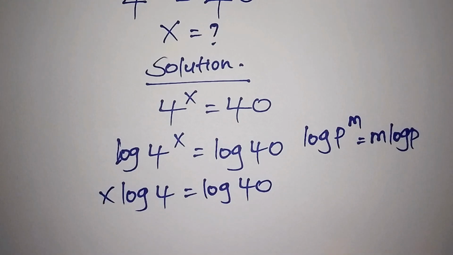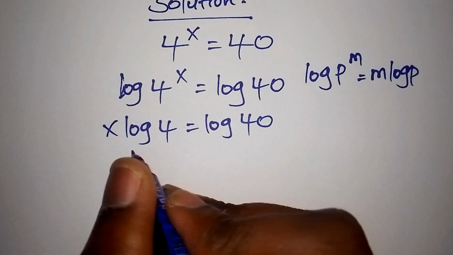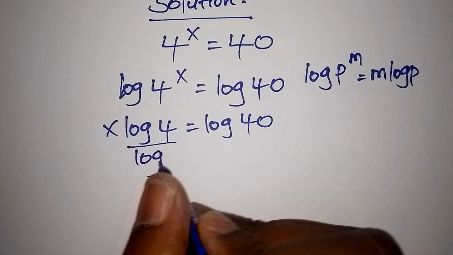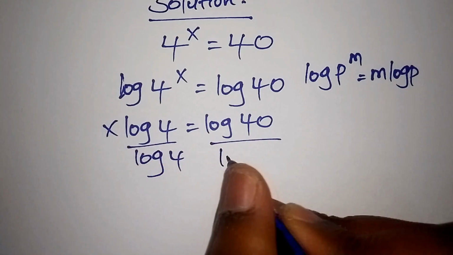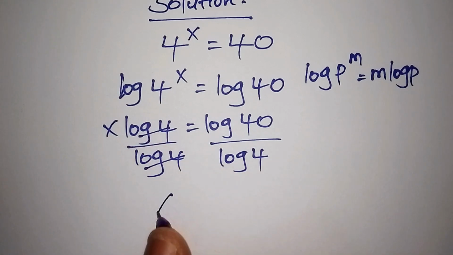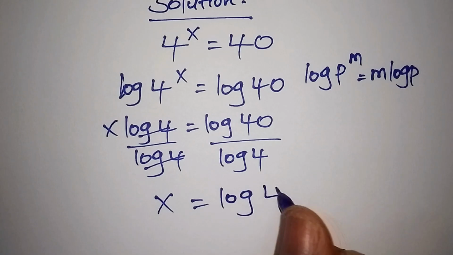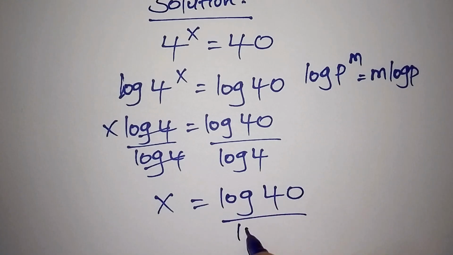So in order for us to remain with x, we need to divide both sides by the log of 4. So log 4 and log 4 shall cancel, so that the value for x is equal to the log of 40 all over the log of 4.